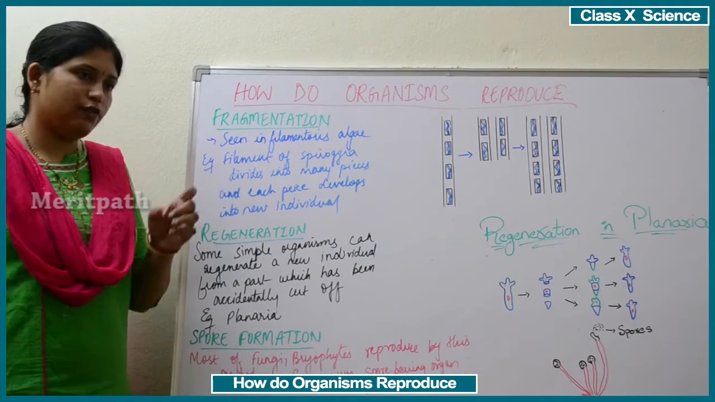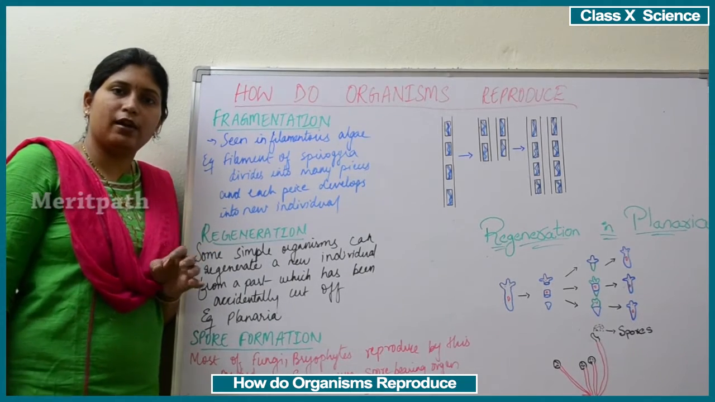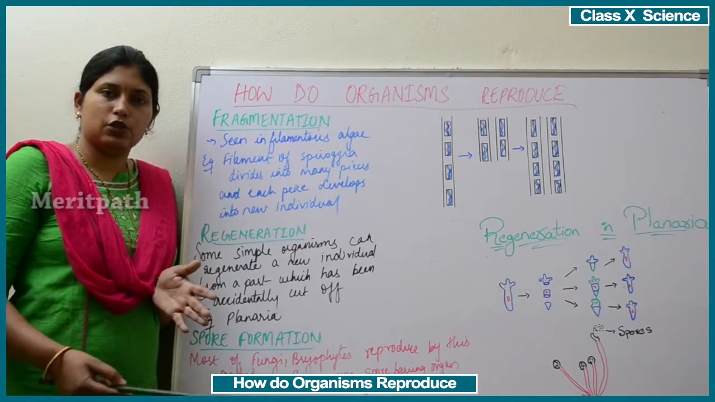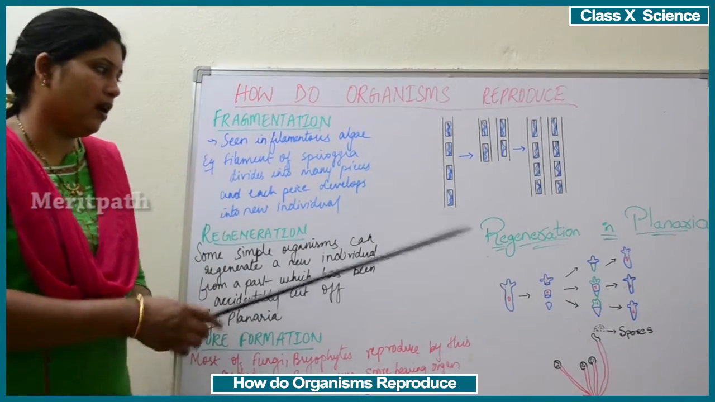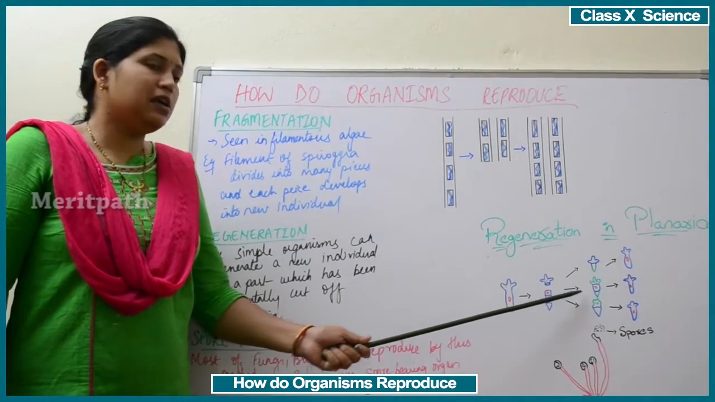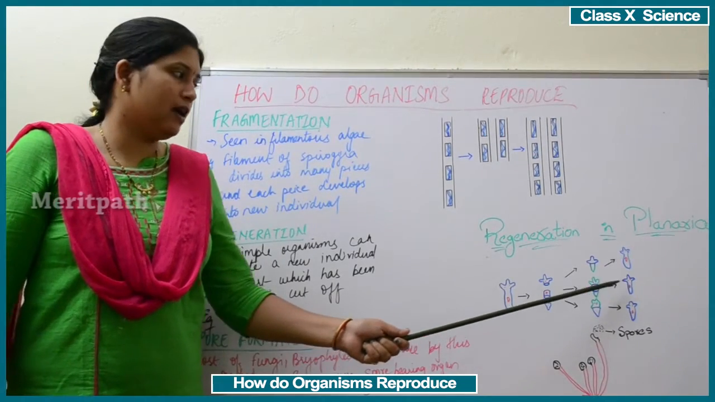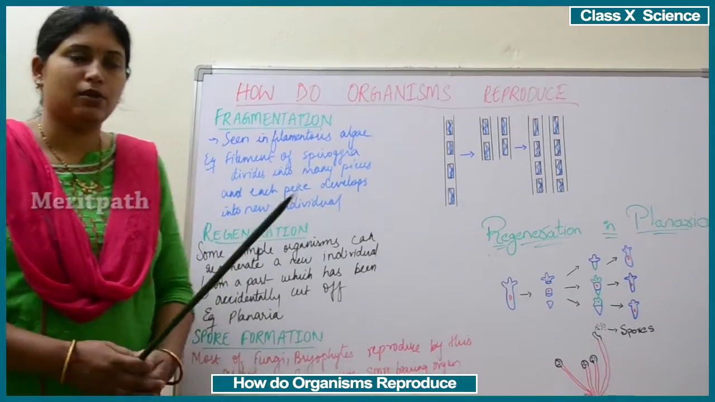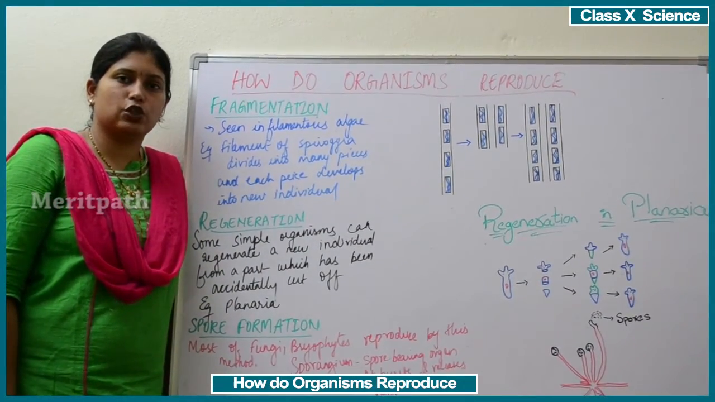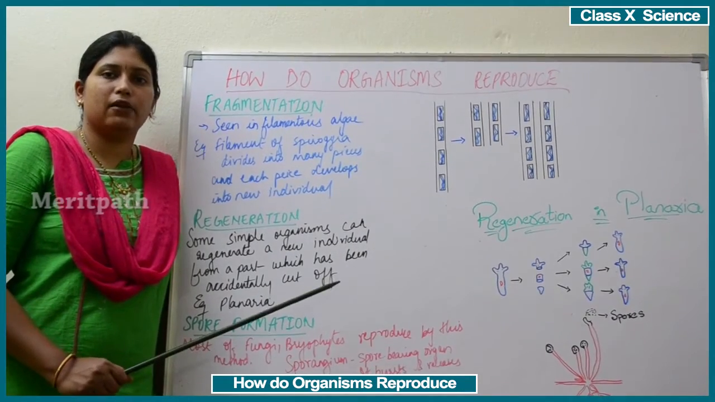So if the body is accidentally broken into many pieces, each piece will develop into a new individual. This is seen in planaria. If the body is cut into 3 pieces, each piece starts growing and develops into a new organism. So this type of reproduction, regeneration, is an asexual mode and is seen in planaria.